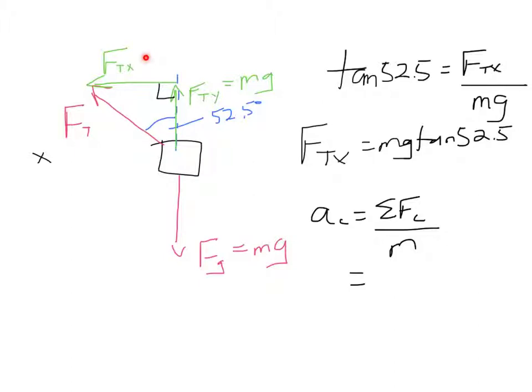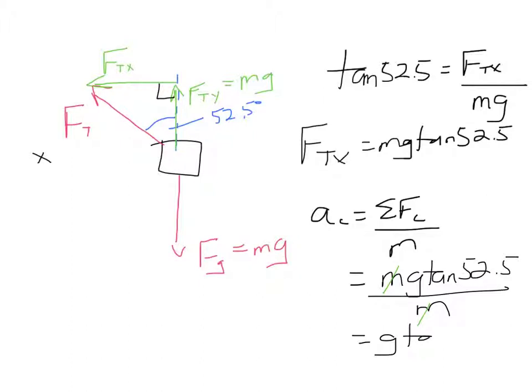So I'm going to say that centripetal acceleration has to be equal to mg tan 52.5 divided by m. Most of you can see that the masses can now cancel out, which just leaves you with g times tan 52.5. And that's it. That's how you would find the centripetal acceleration for an airplane traveling in a uniform circular motion in the horizontal plane.